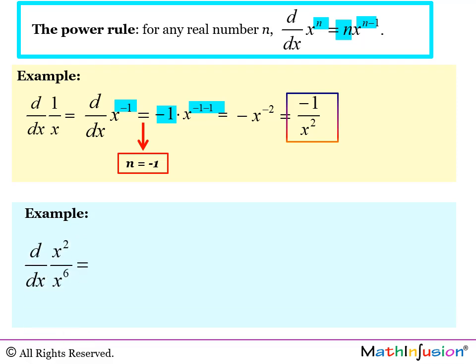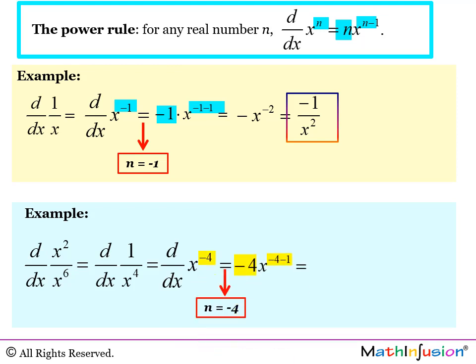Another example. Differentiate x to the power of 2 over x to the power of 6. We need to simplify this first, because for applying the power rule, we need to get x to a power of something. This is x to the power of negative 4. So n here is negative 4. And we will get negative 4 times x to the power of negative 4 minus 1, and we get negative 4 times x to the negative 5, which can also be written as negative 4 over x to the power of 5.